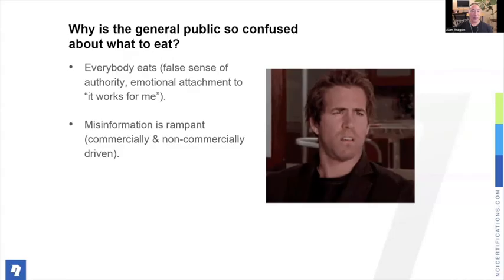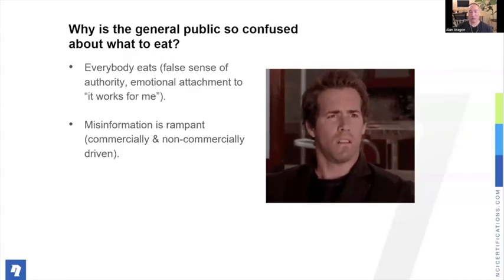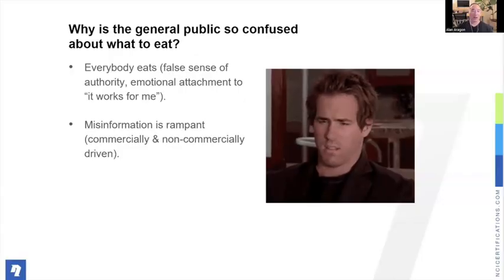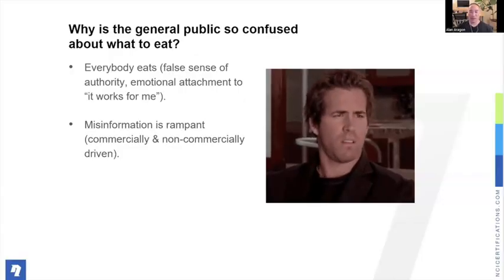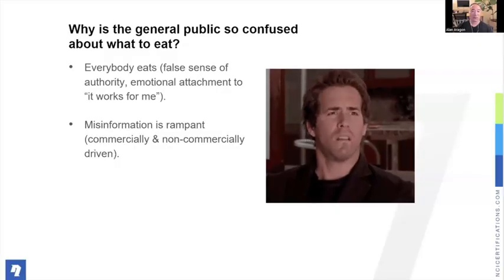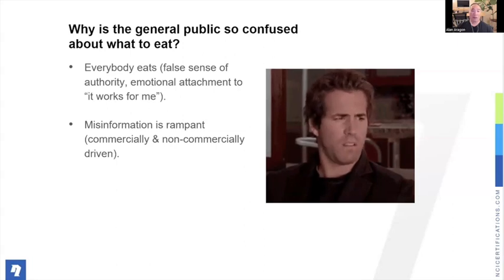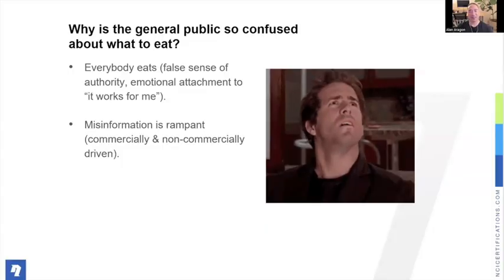Second reason that the general public is so confused about what to eat is because misinformation is rampant. And information in general can be either commercially or ideologically driven. And when misinformation is combined with ideology and or commercial interests, then it can get really messy.